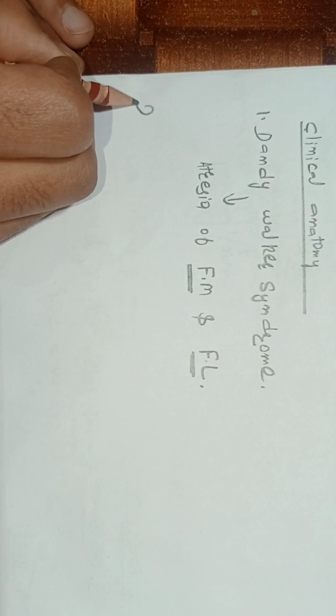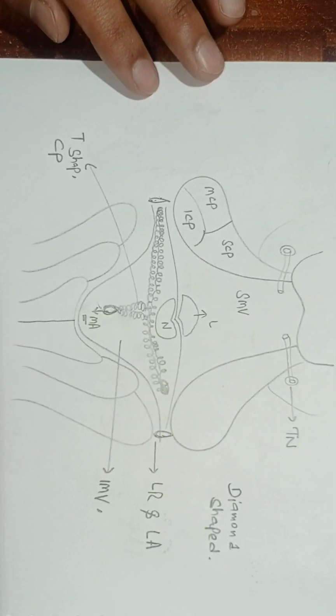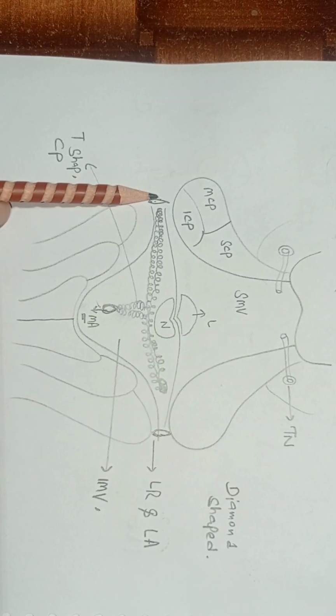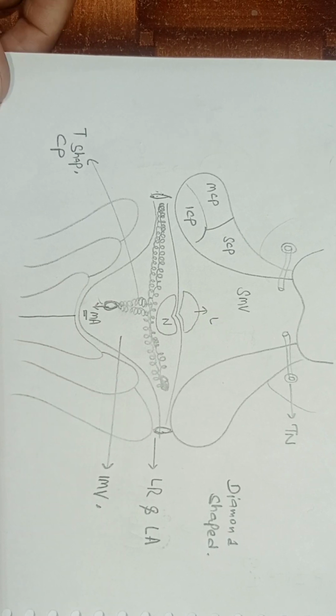Number second clinical point. So this is the roof of the fourth ventricle. These are the lateral apertures, and one median aperture. Whenever there is atresia of these three, that is called Dandy-Walker syndrome.